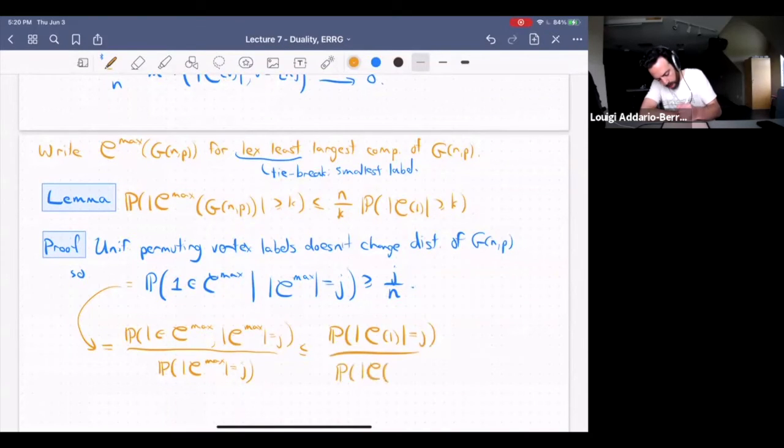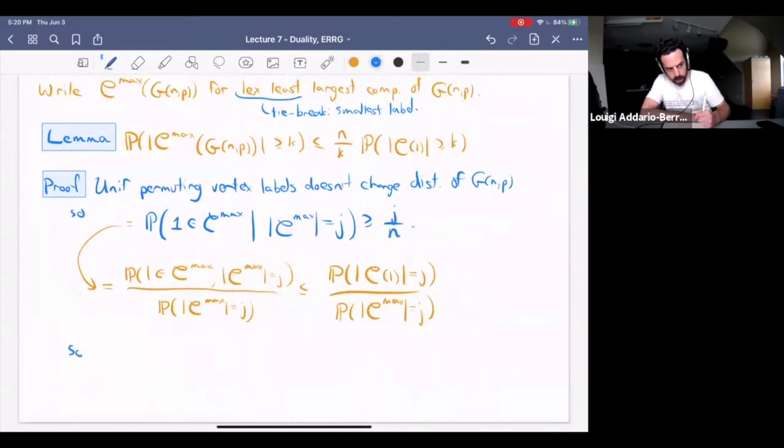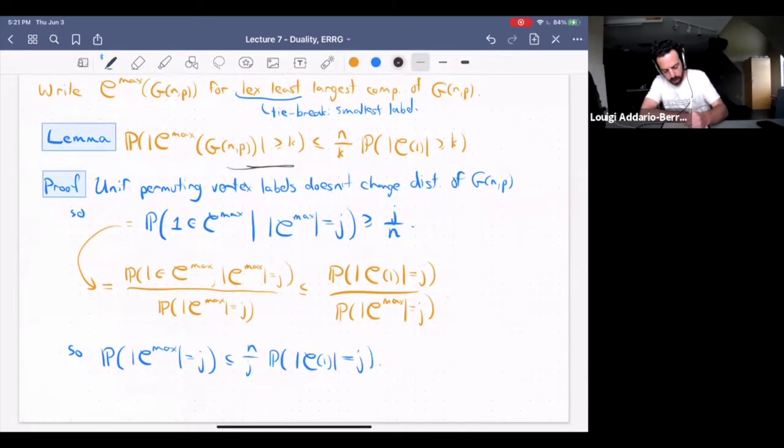And then I'll just copy the lower bound over, the denominator over. Okay, and so that says that the probability that C max has size j is at most n over j times the probability that C1 has size j. And now, to get this bound up here, we just sum over k, j at least k.